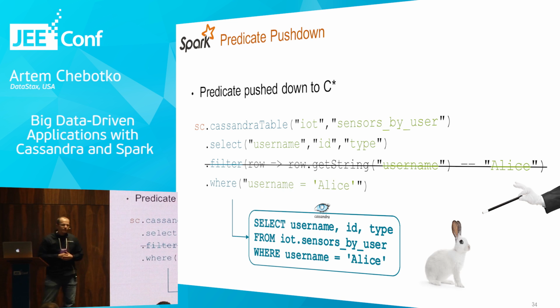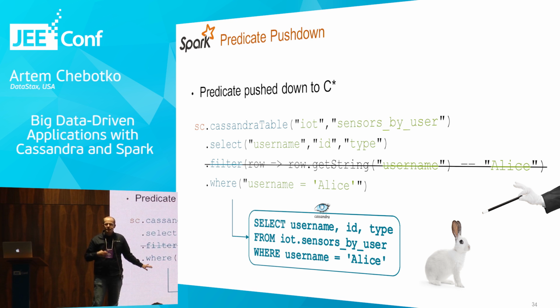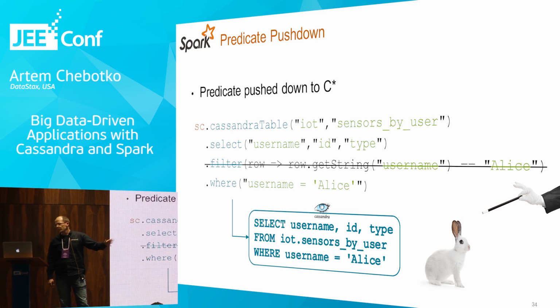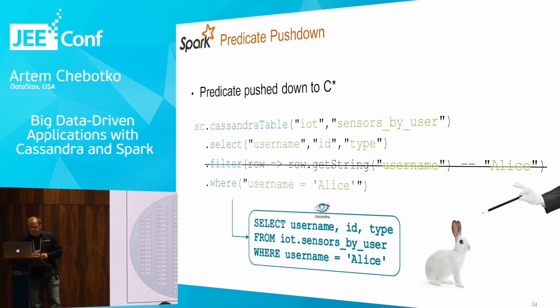Instead of filter, you can use where, which is from the Spark Cassandra Connector, and you specify the condition username equals Alice, and you get this SQL query, so Spark doesn't have to be involved at all, and you only retrieve one partition. This is possible because username is the partition key in this table. It's not going to work for any predicate, but in this case we can push down the predicate because username is also a partition key.